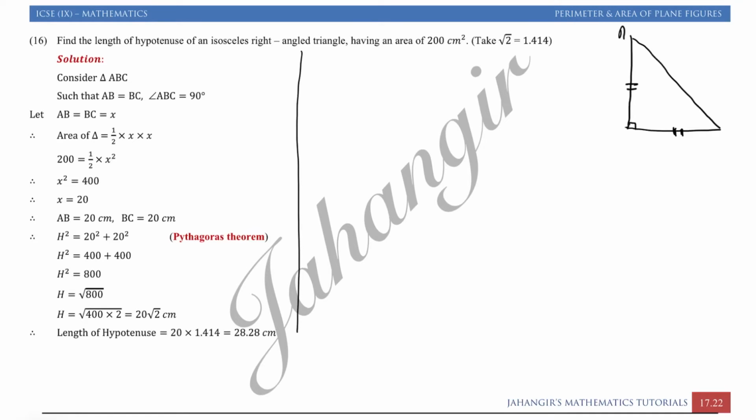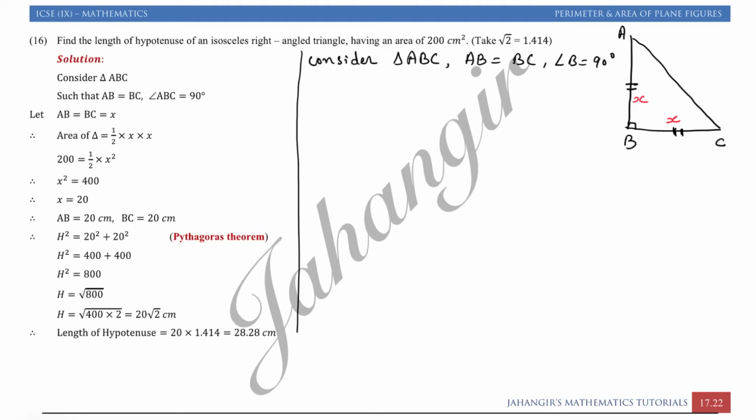So if we consider triangle ABC, we can take side AB equal to side BC. So let us consider triangle ABC such that AB is equal to BC and angle B is equal to 90 degree. Now we can say let these two equal sides be x and x.